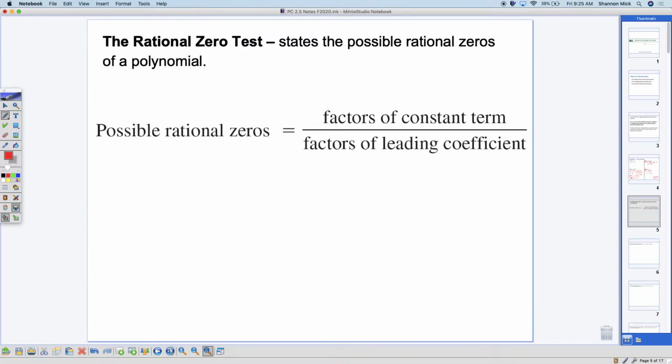Okay. So, a rational zeros test states the possible rational zeros of a polynomial. Rational zeros are zeros that, when reduced, have no square roots involved. Got it? That's what a rational number is. The possible rational zeros are the factors of the constant term divided by the factors of the leading coefficient.